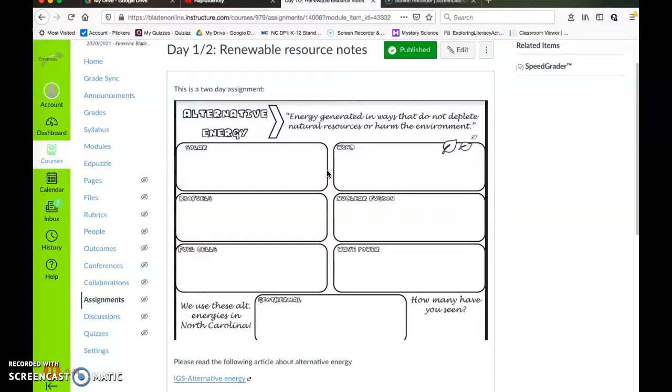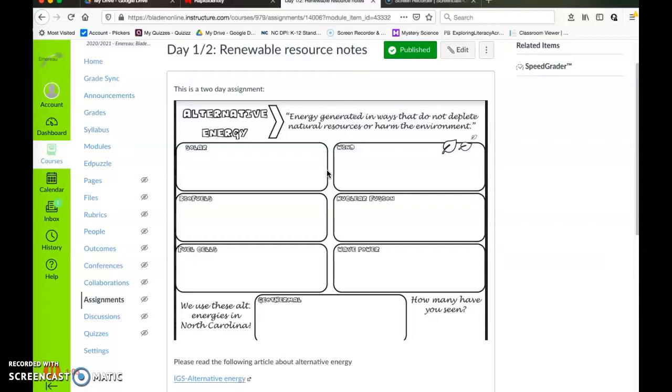A lot of them are non-pollutant, so that means that they don't release carbon dioxide or greenhouse gases into the atmosphere, which is a big plus for them. And many of them are in either an unlimited supply or we have a lot of them. But just like with anything, they have their cons as well.